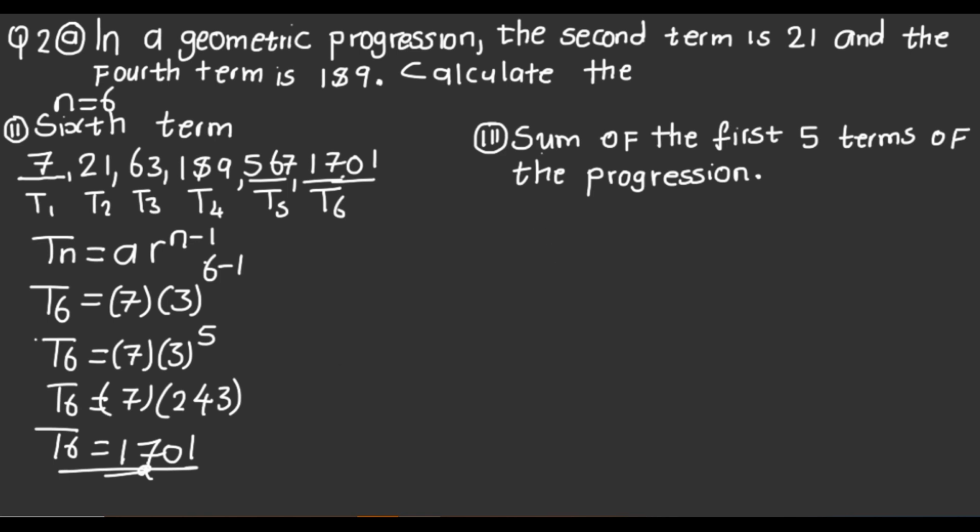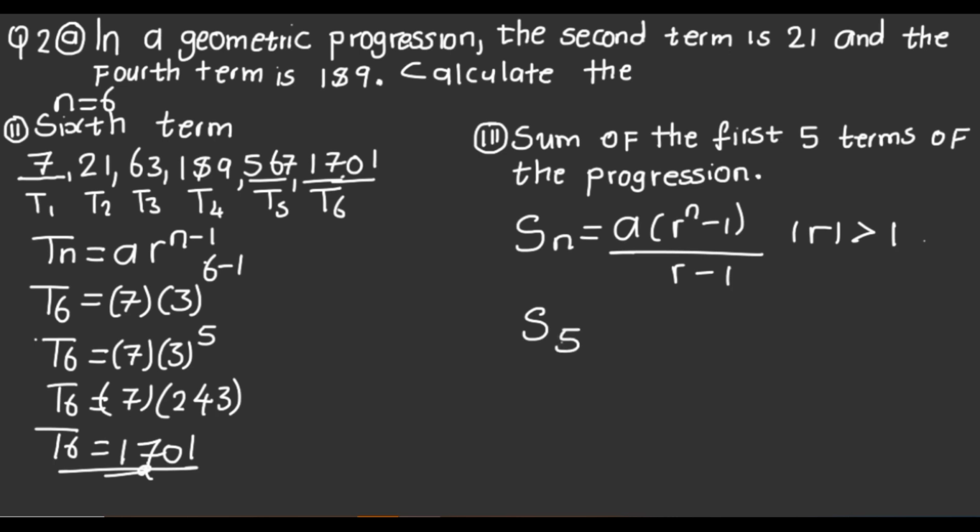Now we move on to the sum of the first 5 terms of the progression. So the sum would be A, open brackets, r raised to the power n minus 1, over r minus 1, whenever the common ratio is greater than 1. So this is the formula that you're supposed to use. Now sum of how many? 5 terms. So the 5 terms is up to this number.